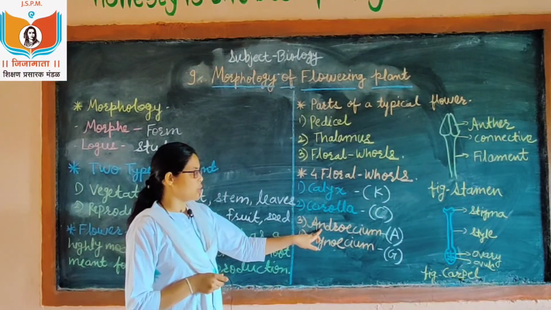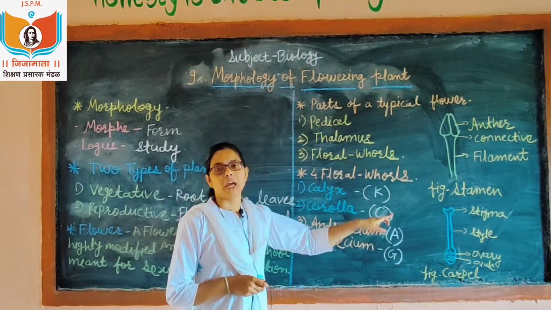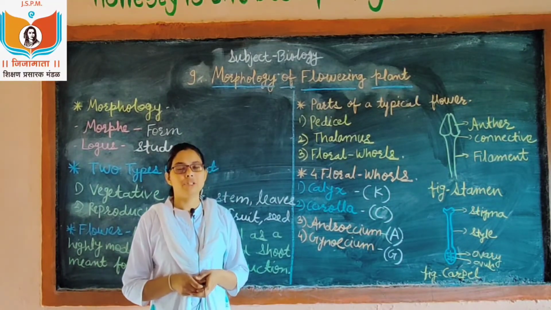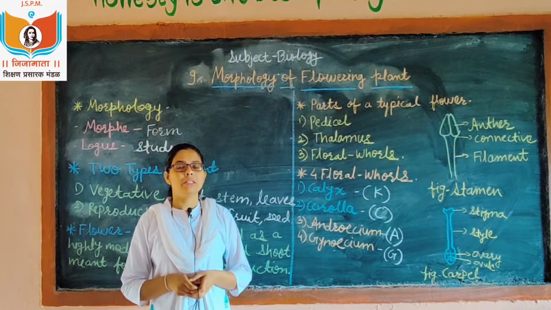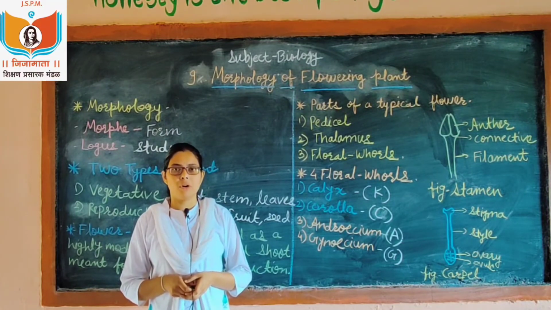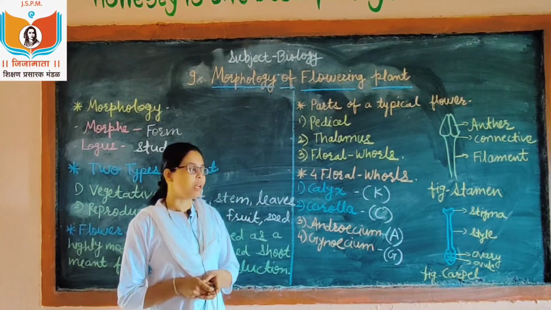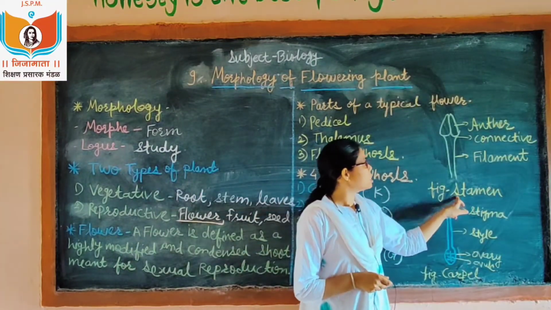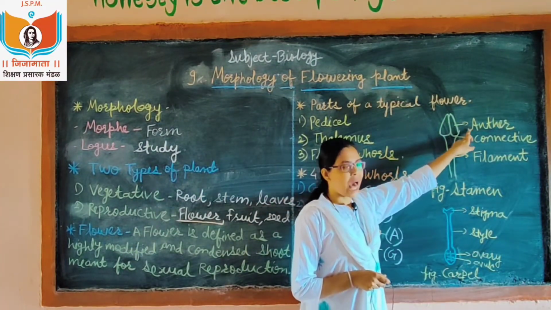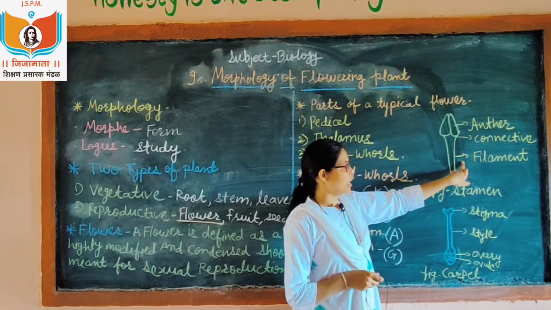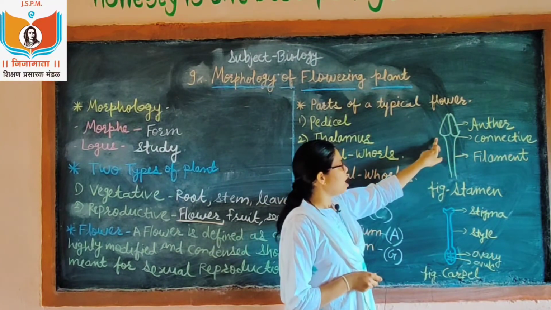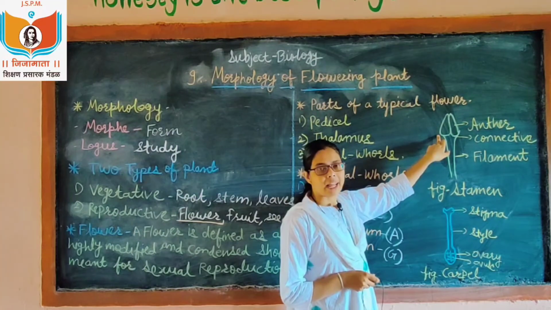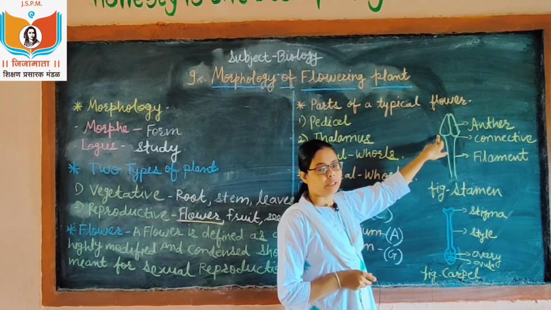So next is the androecium. Androecium is denoted by a capital A. It is the third whorl of a flower. It is the essential whorl of a flower, and it consists of the male reproductive organ. The male reproductive organ is called the stamen. Stamen consists of anther, connective, and filament. The anther is a sac-like structure, the upper fertile part.